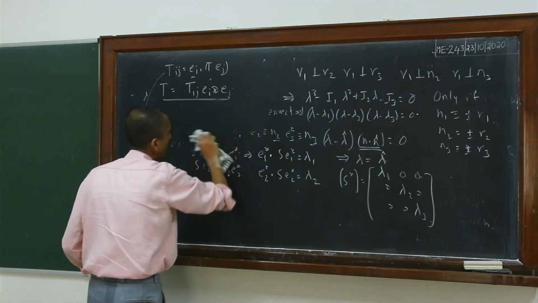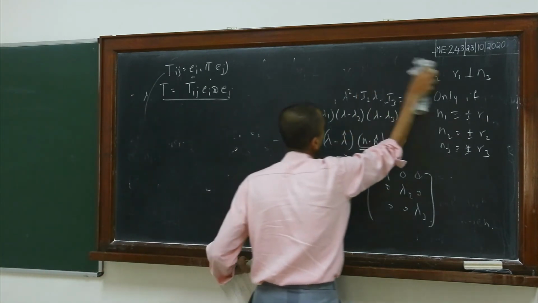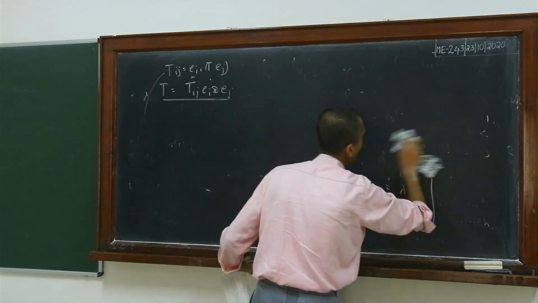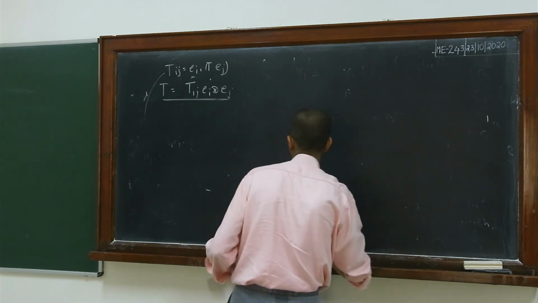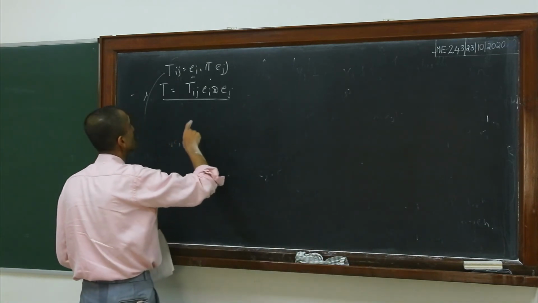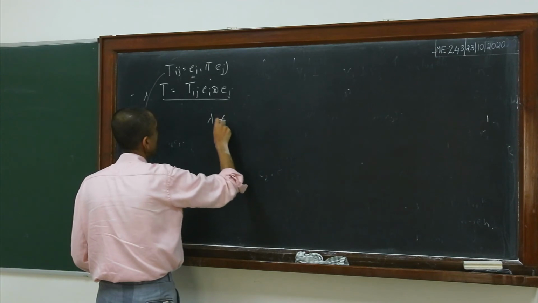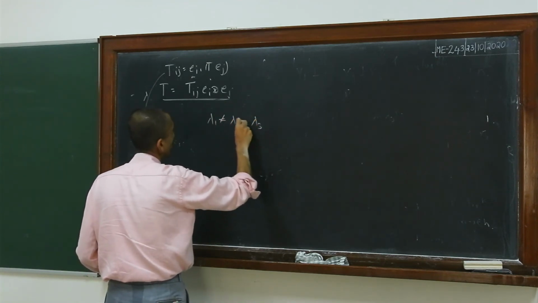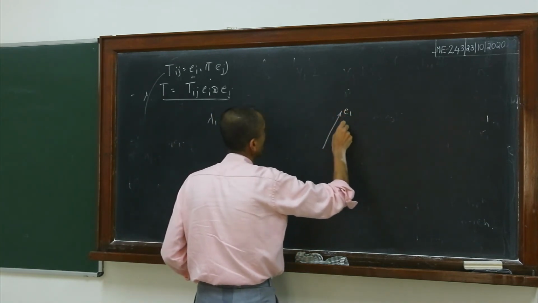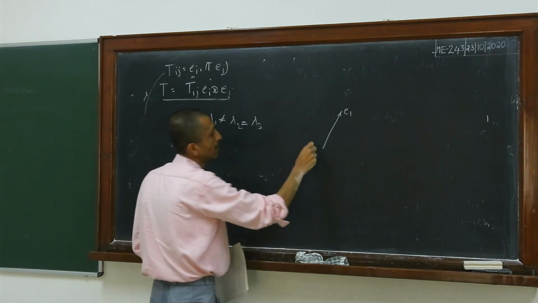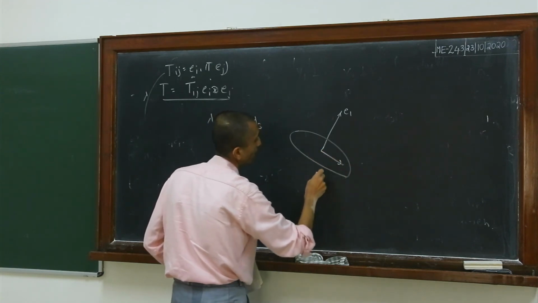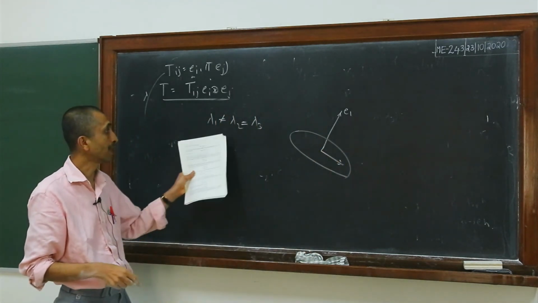Right. Now, if the eigenvalues are repeated, then what happens? In that particular case, let us see what the components are. So, if I write now lambda 1 is not equal to lambda 2 is equal to lambda 3. In this particular case, it turns out that the eigenvector corresponding to this lambda 1 is unique.